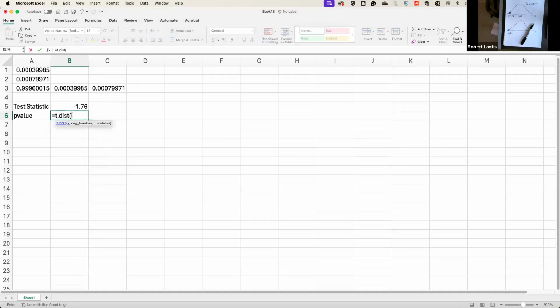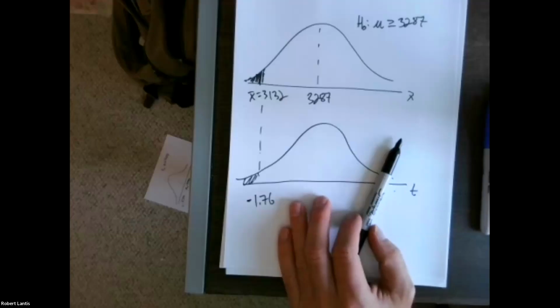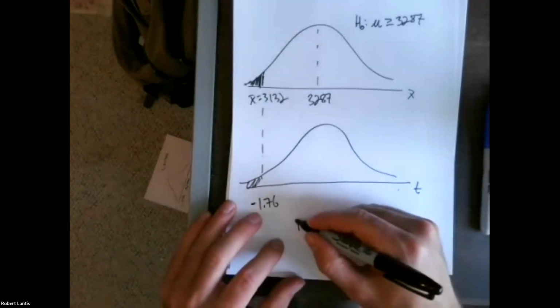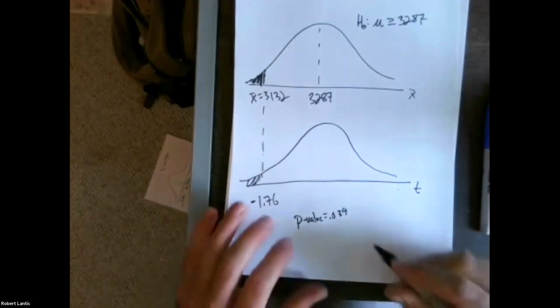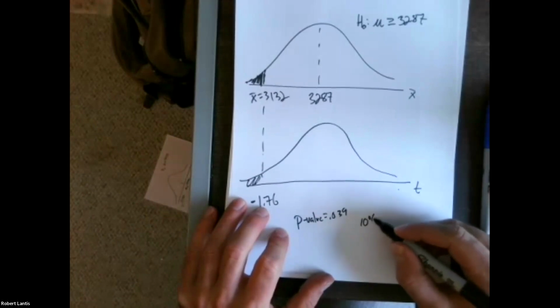We can use the T.DIST function. Select our test statistic, comma, what was our degrees of freedom? Remember, we had 400 as our sample size, so 399. And then comma 1, because I wanted the area to the left. This should give me my p-value, which I can then compare to several different alphas. Is it less than an alpha of 0.1? Yes, so I can reject at the 90% level. Here we have a p-value of approximately 0.039.